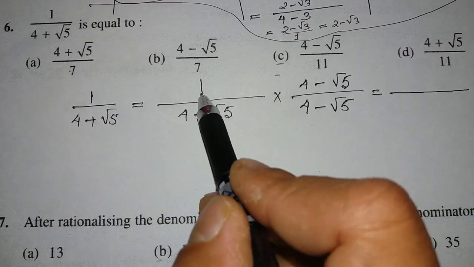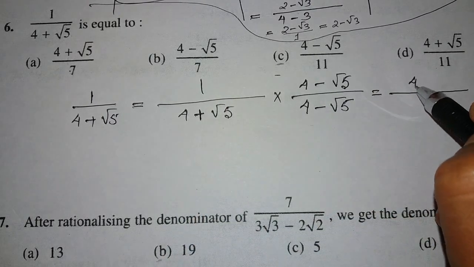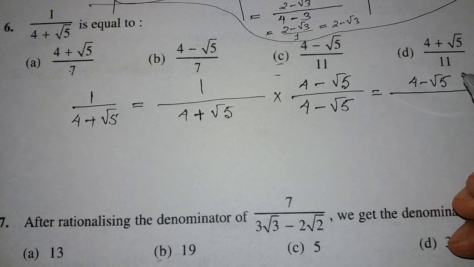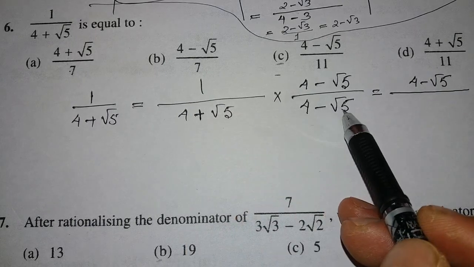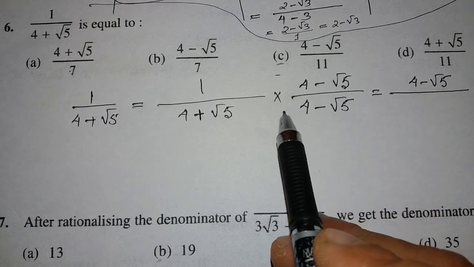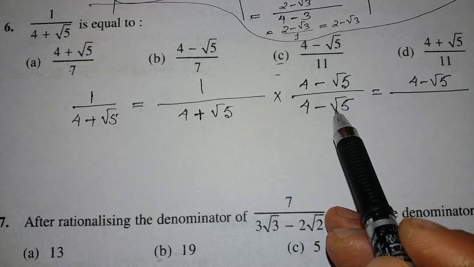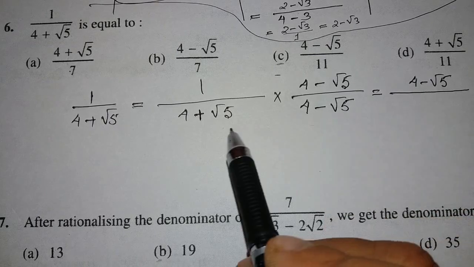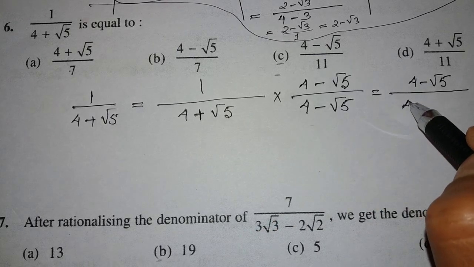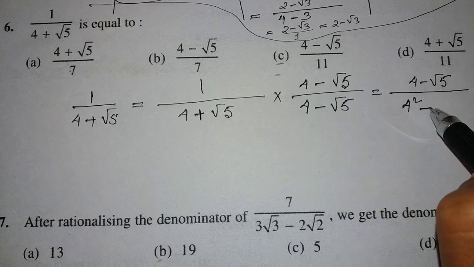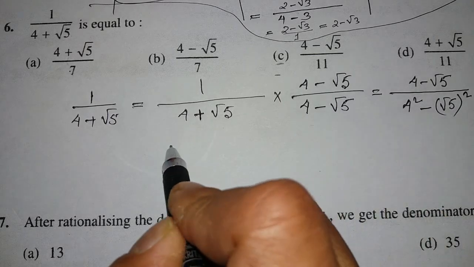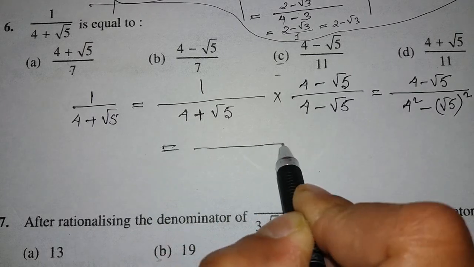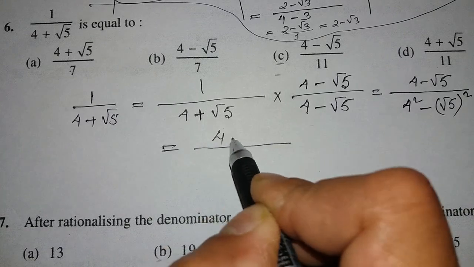Now numerator 1 into 4 minus root 5 is 4 minus root 5, and then in the denominator we have 4 plus root 5 times 4 minus root 5, which is in the form a plus b, a minus b. So the formula is a square minus b square. So you will get here a square, that means 4 square, and b square, that means root 5 square. Now numerator will remain the same.